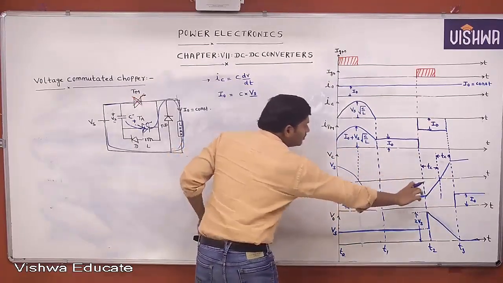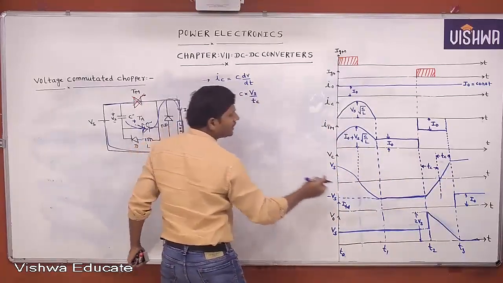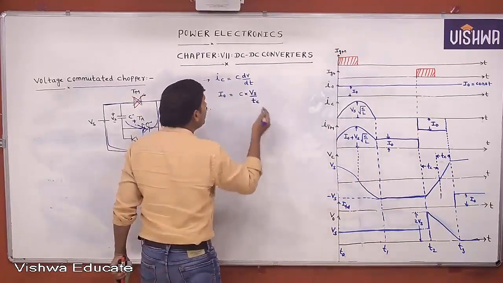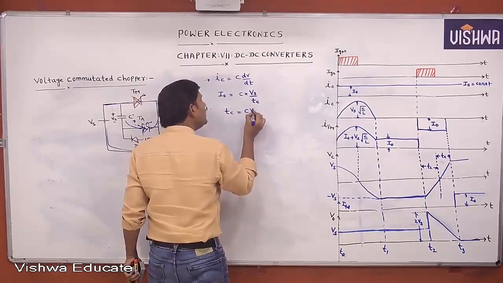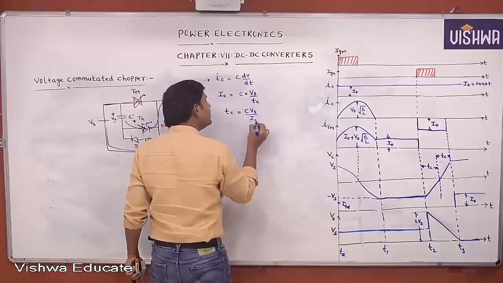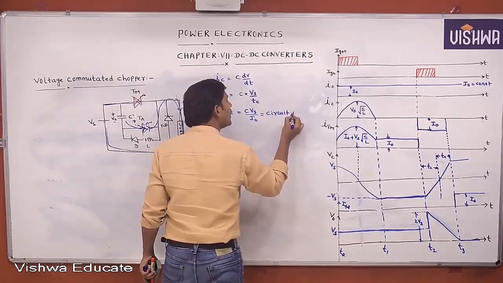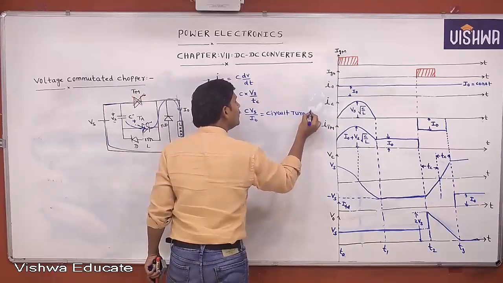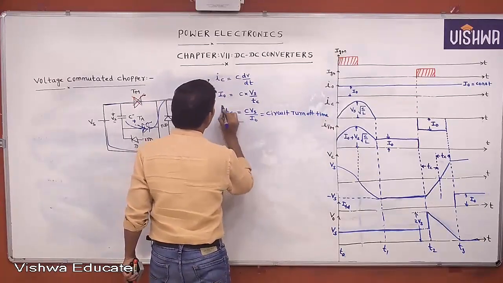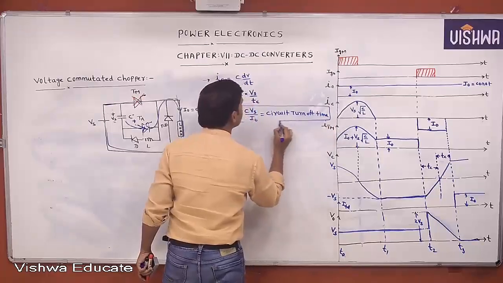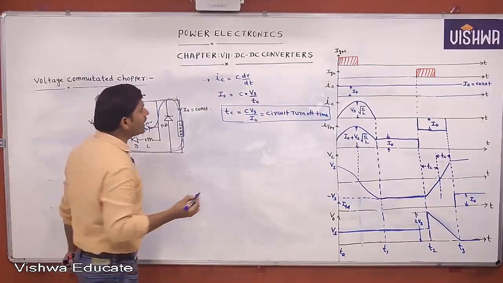Then what is that time? This time is Tc. dt is nothing but the Tc time. Okay. Now from this, what is Tc equal to? C Vs by I naught. This time is called the circuit turn off time. What is the circuit turn off time? Circuit turn off time equal to C Vs by I naught. This one formula you remember. Circuit turn off time equal to C Vs by I naught.